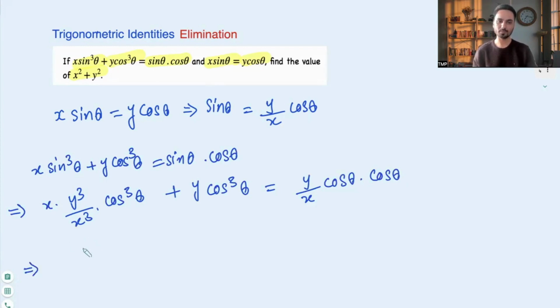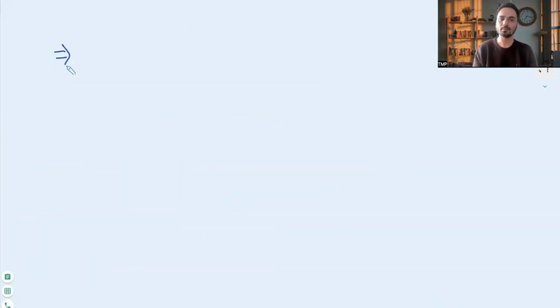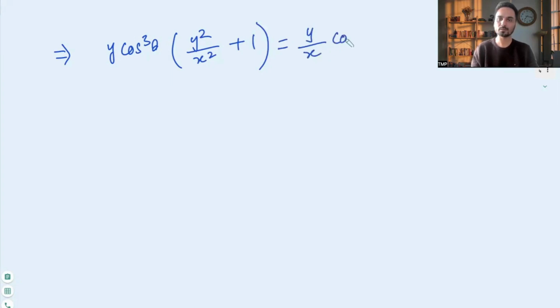So simplifying it further, we'll get y cube over x square cos cube theta plus y times cos cube theta equals y over x cos square theta. And on the left hand side, we can take y and cos cube theta common. So we'll have y square over x square plus 1 equals y over x cos square theta. And we can cancel out y and cos square on both sides.